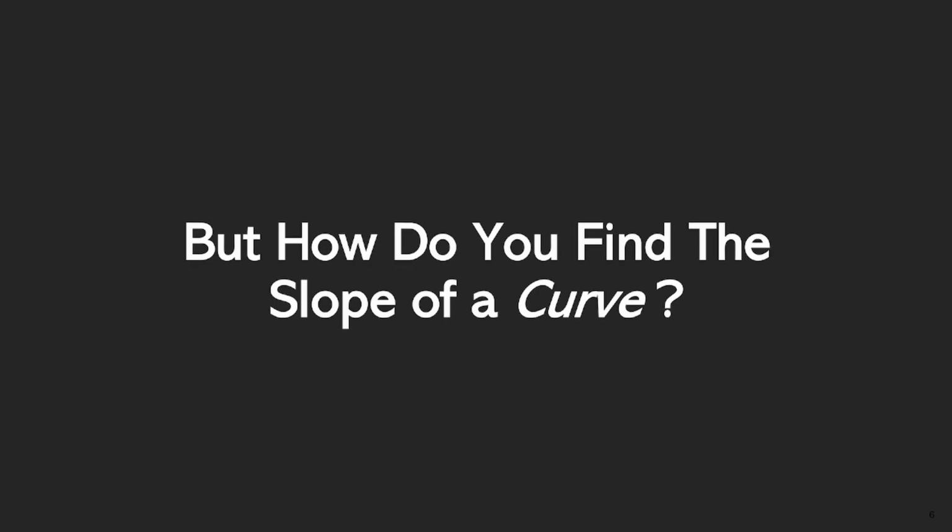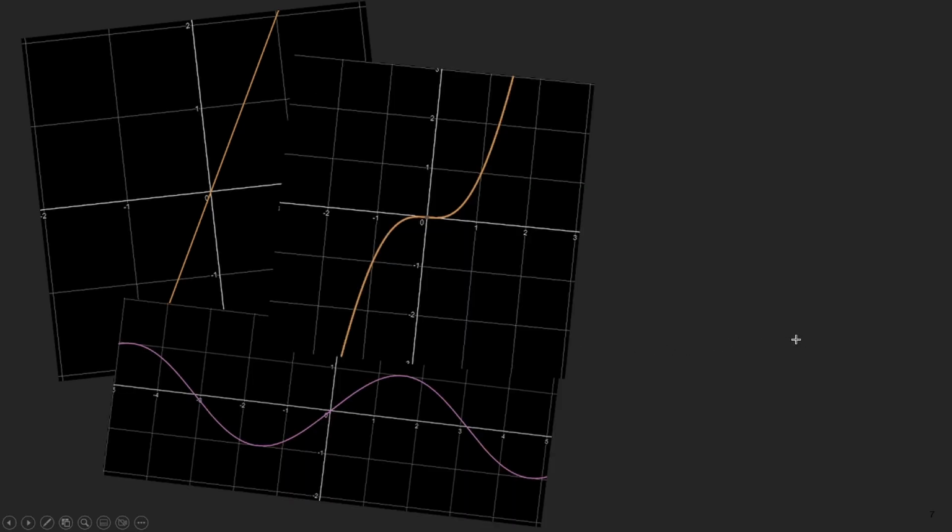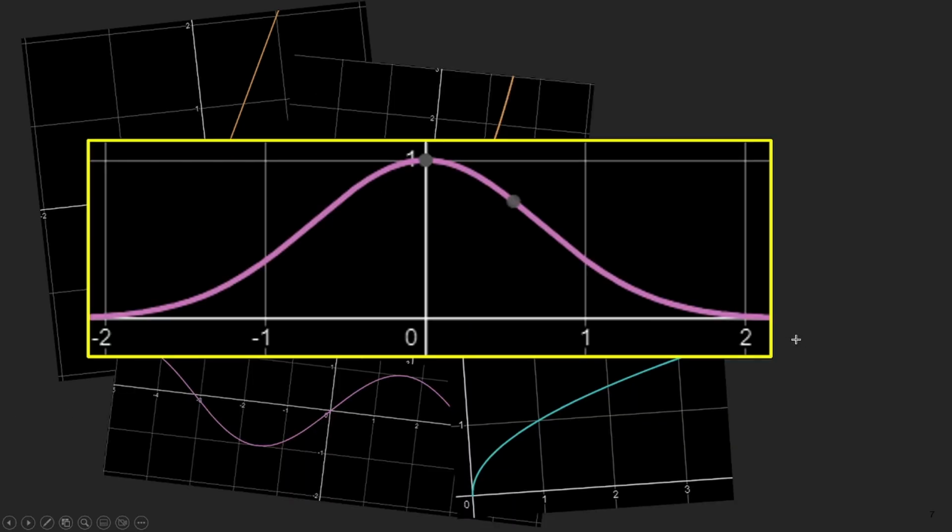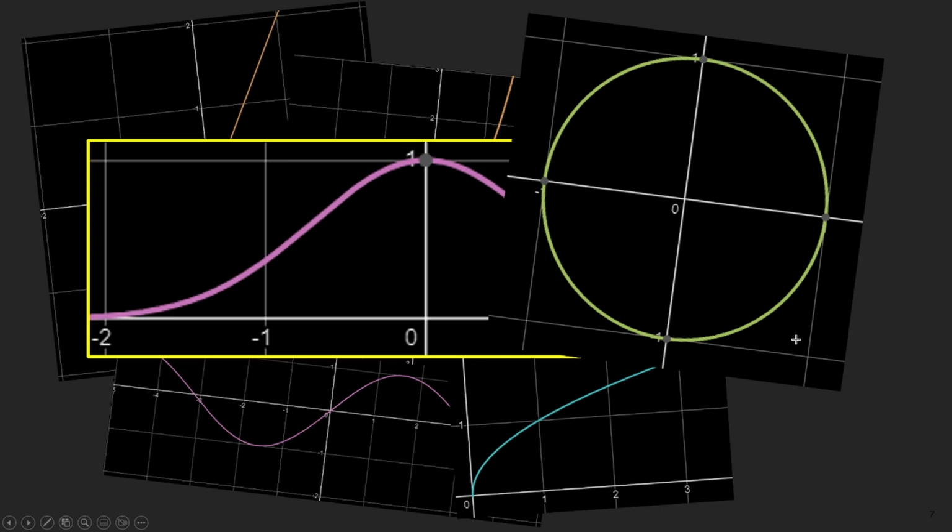Alright, but now let's ask, how do we find the slope of a curve? We were only looking at linear functions. What about non-linear functions? And just so we're all on the same page, this is a curve, this is a curve, this is a curve, this is a curve, this is a special curve, and this is a curve.